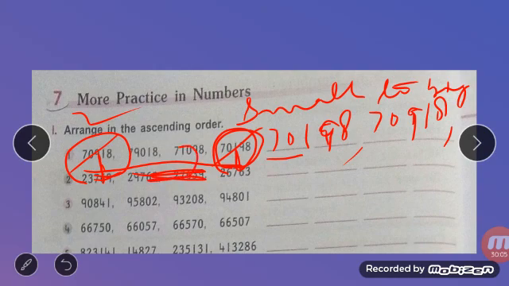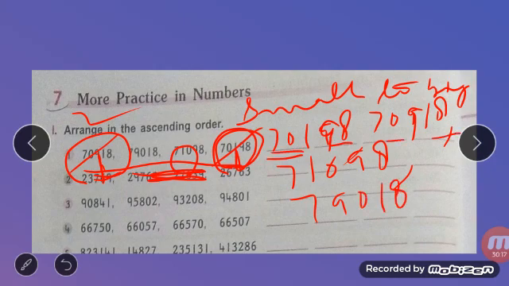79070. You know 71 is smaller. So 71098. Then put a comma. Last is 79018. Those numbers you have to write in these blanks. Okay. Understood how to compare? So do the comparison carefully and complete the exercise.